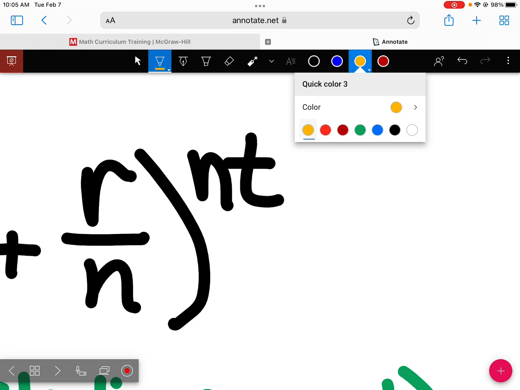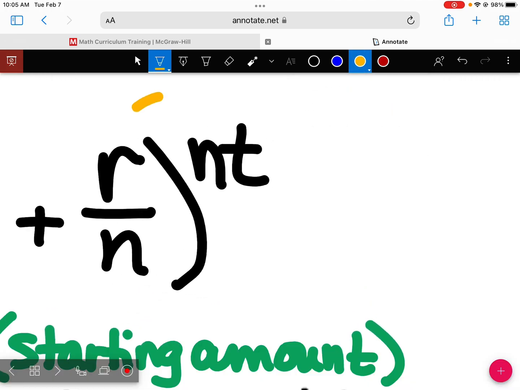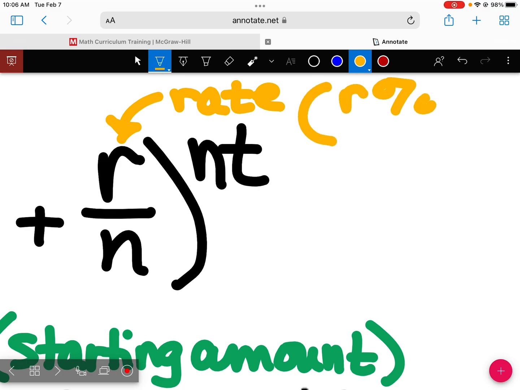What does the R stand for? That's our rate. So we go looking for a percent in our problem. It's going to be R percent. We divide that by 100% to get it in its decimal form so that we can use it.